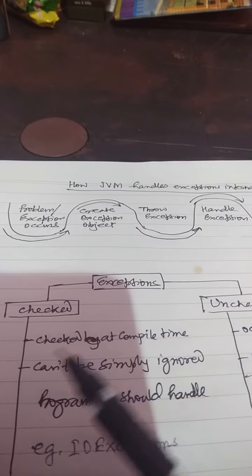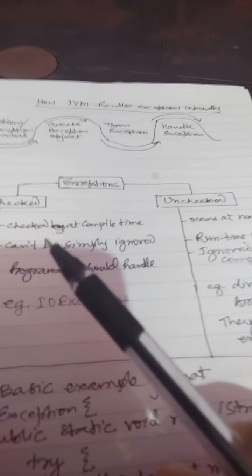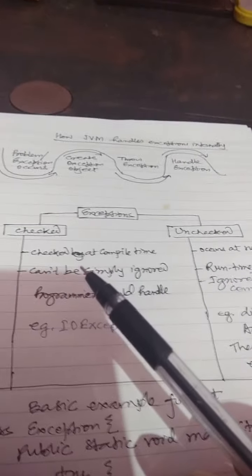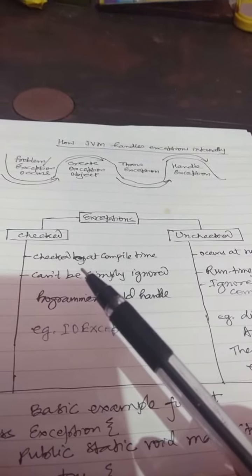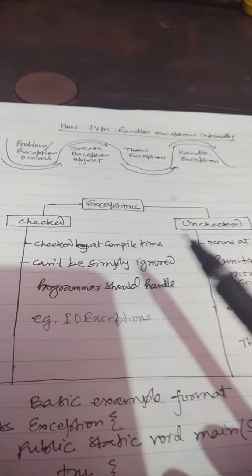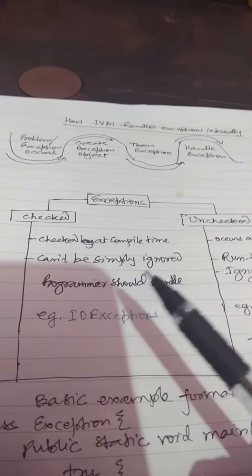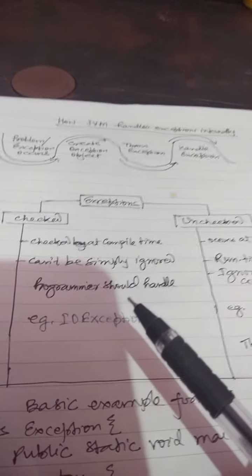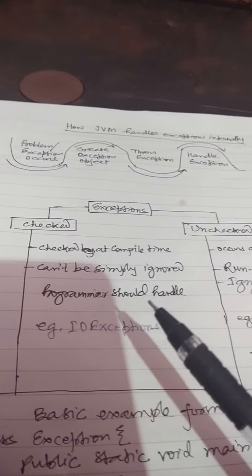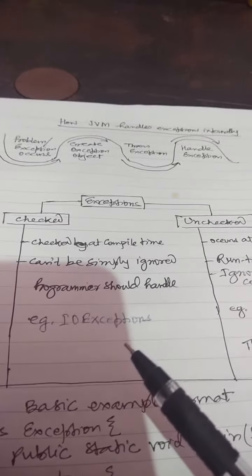So again, exceptions will be checked and unchecked. In the previous page you have seen that checked exceptions are checked at compile time, and they cannot simply be ignored. They will have to be handled by the programmer. For example, the IO exception.